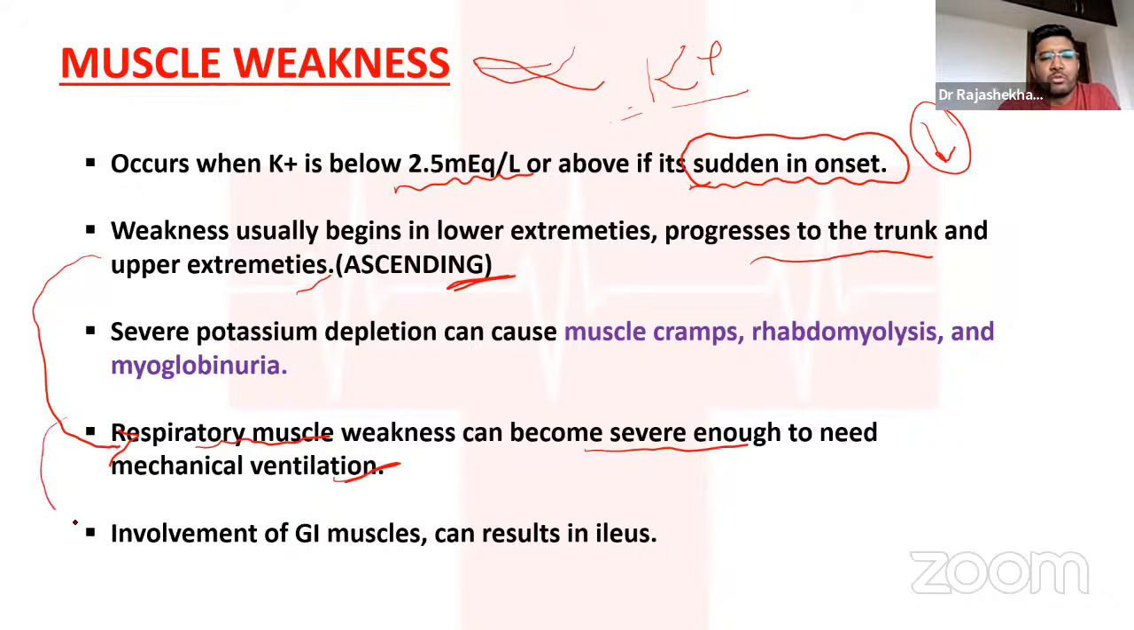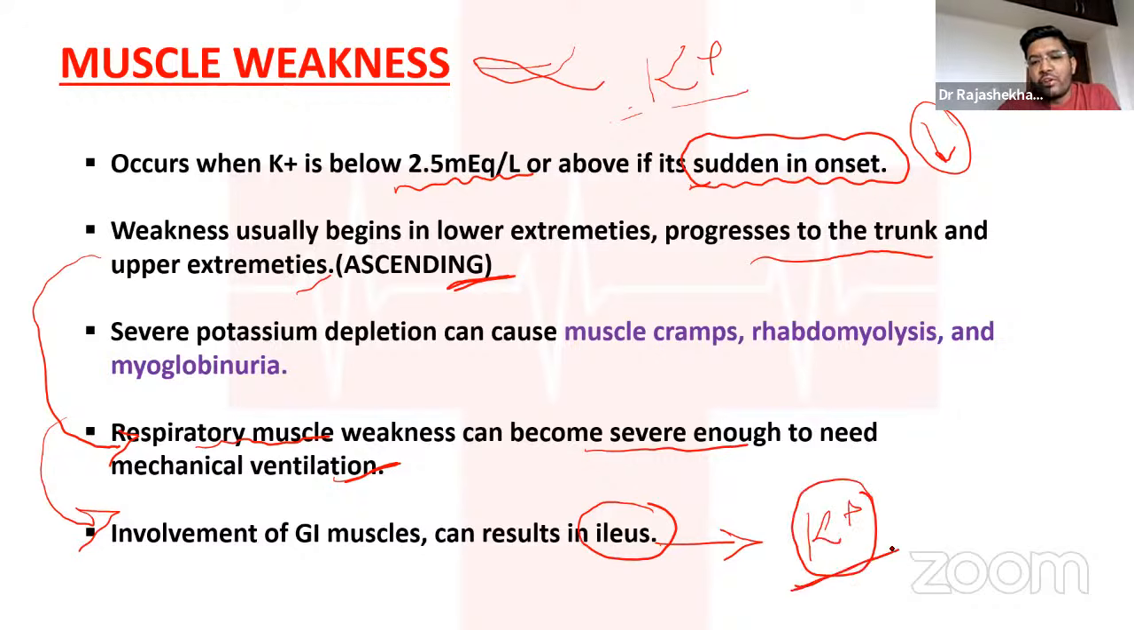Sometimes this can involve the respiratory muscles, and it can become severe enough to need mechanical ventilation in your patient. The involvement of the smooth muscles in the GI tract can also result in paralytic ileus. So this is also very, very important in the post-surgical wards, where the potassium is routinely monitored in case of subacute intestinal obstruction, etc. And severe potassium depletion can also cause muscle cramps and rhabdomyolysis. Why does this rhabdomyolysis occur?